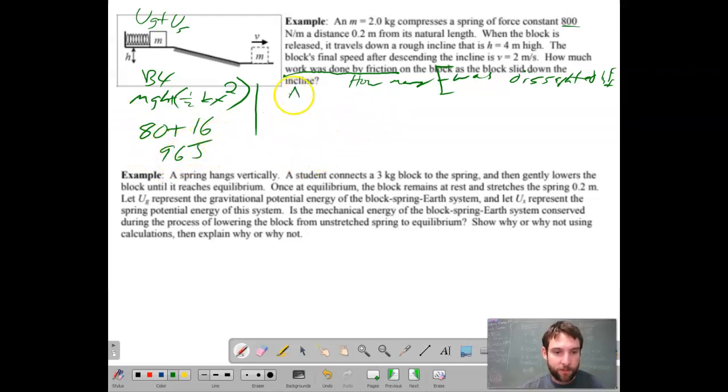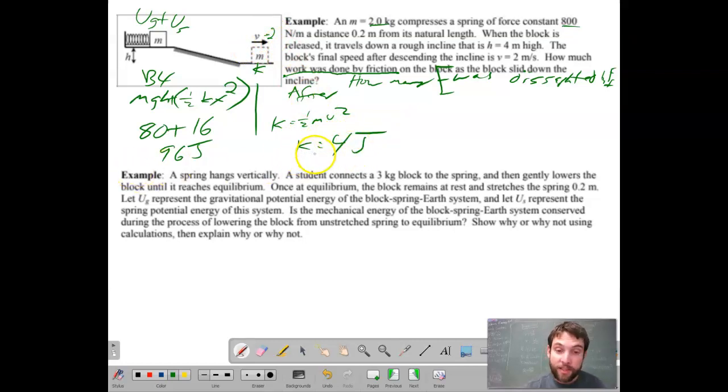What about after? After it slides down. We know the speed right here is 2 meters per second. We know the mass. All we have down here is kinetic energy. Kinetic energy equals 1/2 mv squared. Half of the mass, mass is 2, half of that is 1, times 2 squared, which is our velocity. So kinetic energy equals 4 joules.